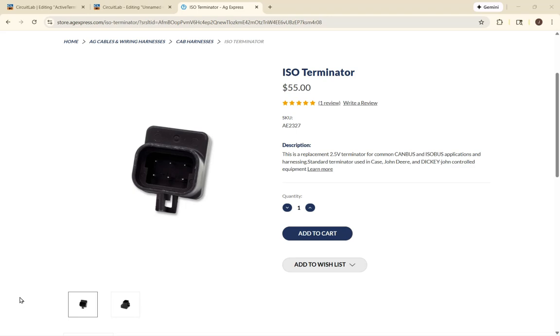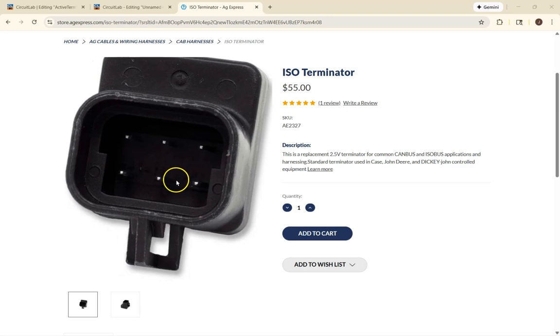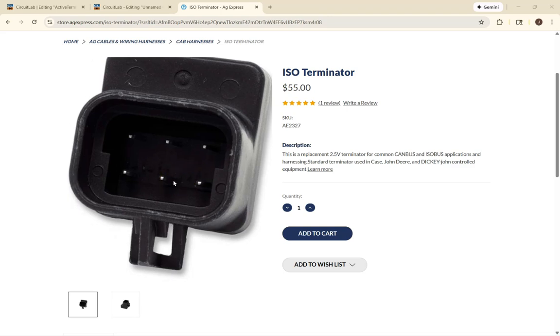This is the typical device that would be the active terminator. This particular one has 6 terminals. Most ag techs are very familiar with this device because these get replaced quite frequently, whether they're the problem or not. Oftentimes they seem to get replaced. So instead of having a passive 120 ohm terminator at each end, the CAN bus would have one of these active terminators at either end of the CAN bus.